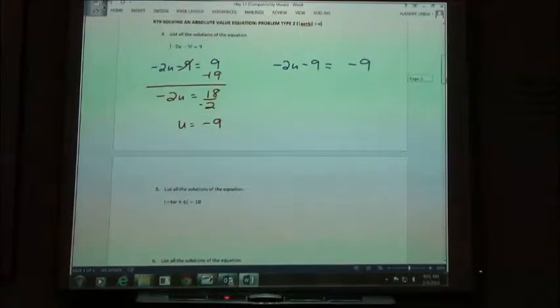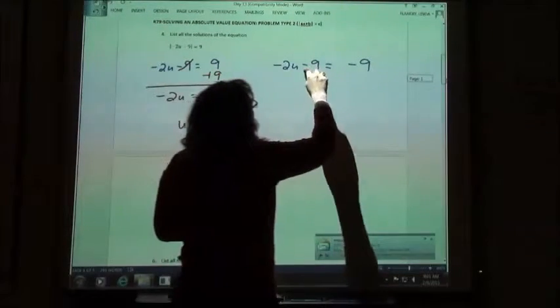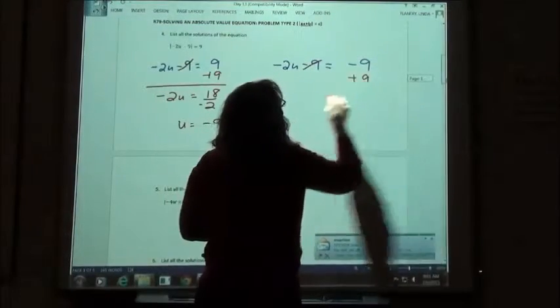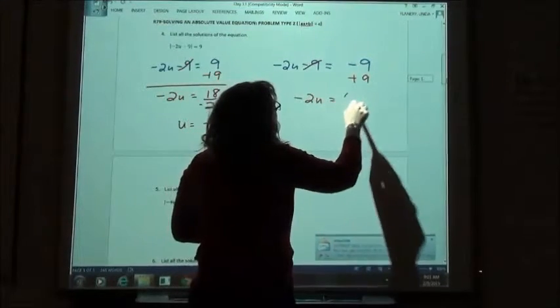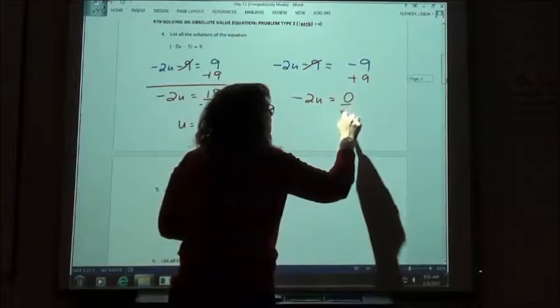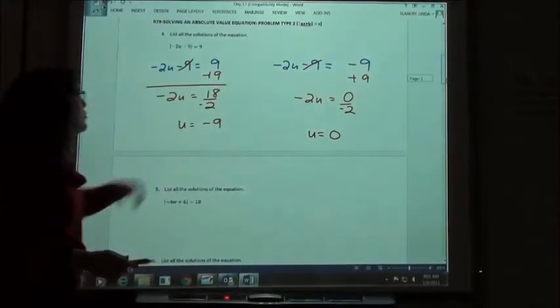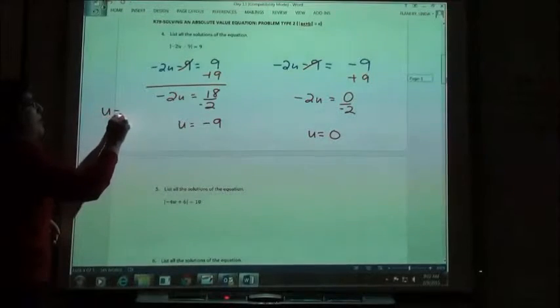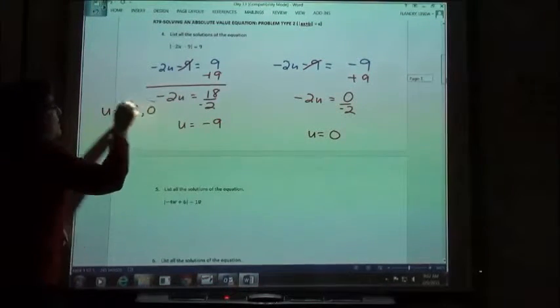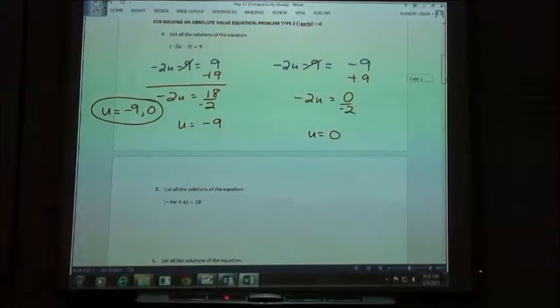Then I solve the other side. On the other side, again, I'm going to add my 9. So negative 2u would equal 0. 0 divided by negative 2 is still 0. And I'm going to get two solutions. U is either negative 9 or 0. And so I'm going to put them in with a comma in between.